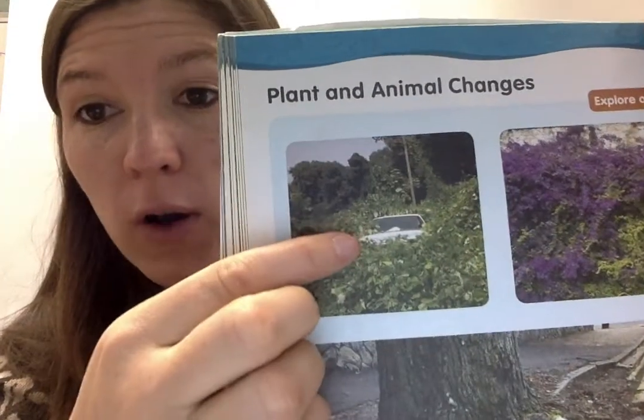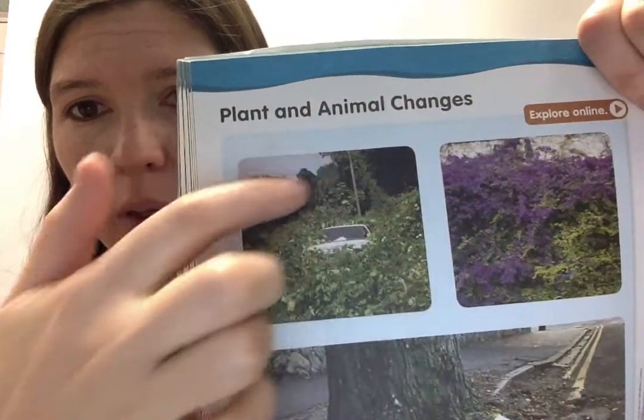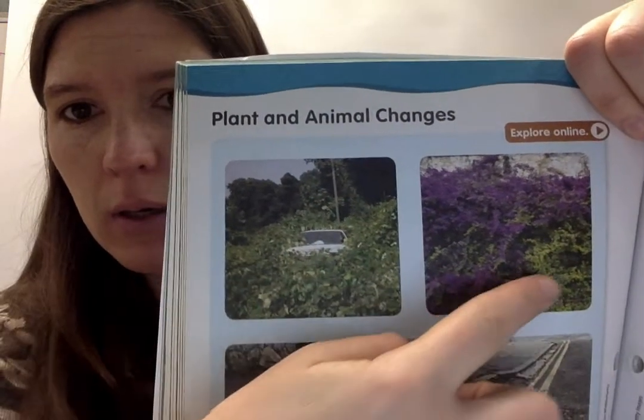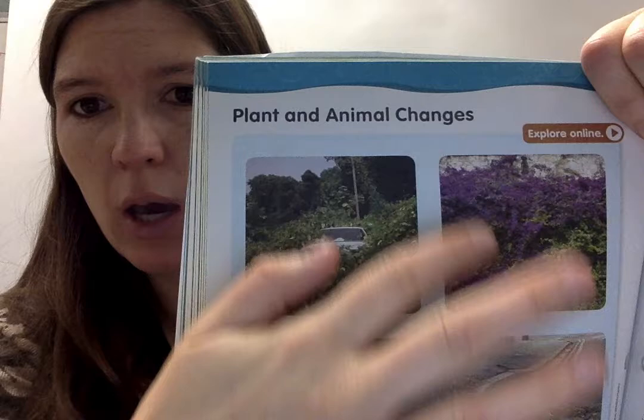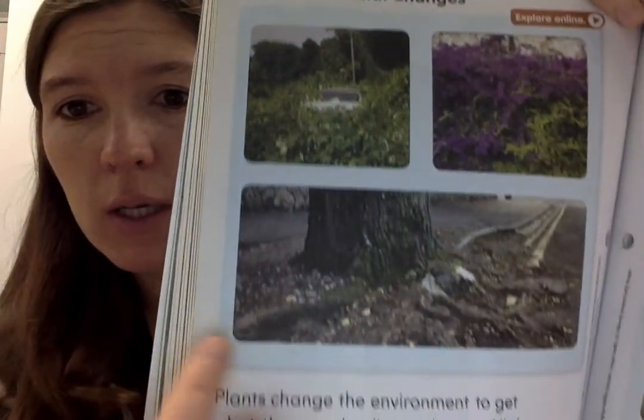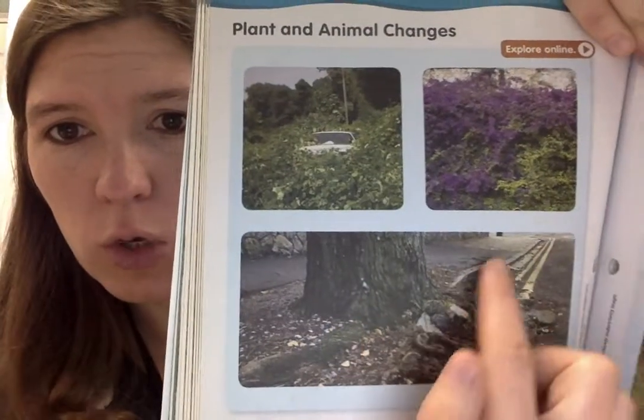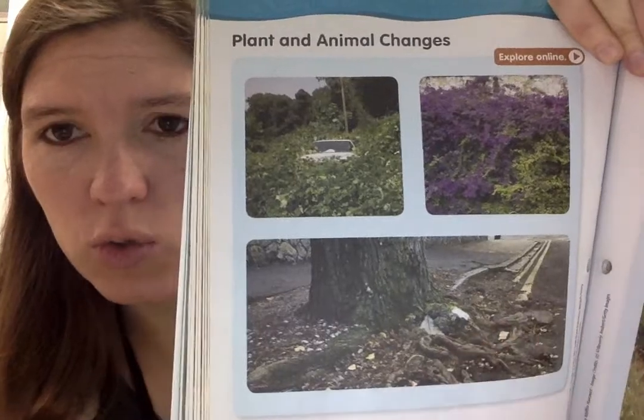Here there's a picture of a car with plants growing all around it. Here is a picture of a plant that is growing up a wall. And here is a picture of a tree growing through the sidewalk in the street.